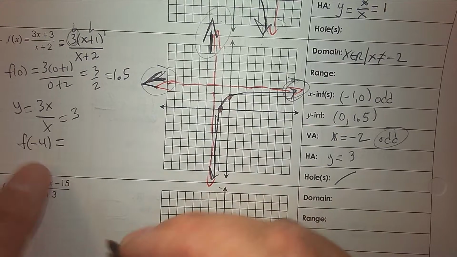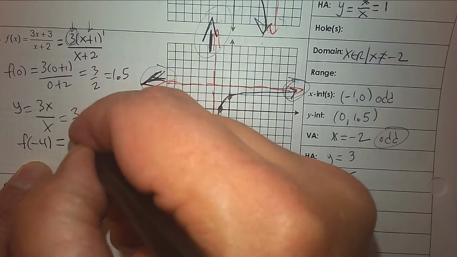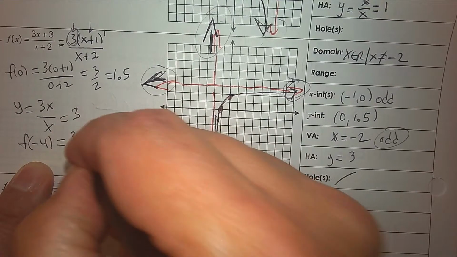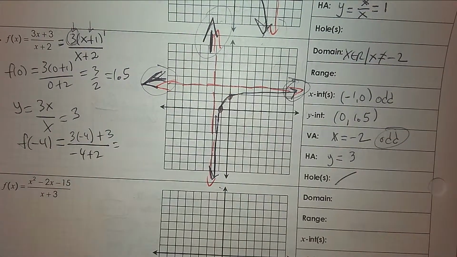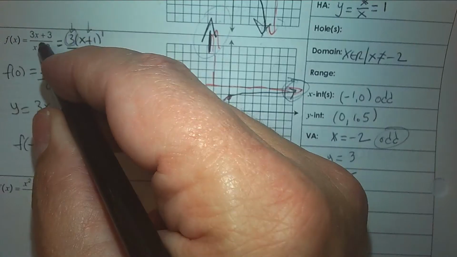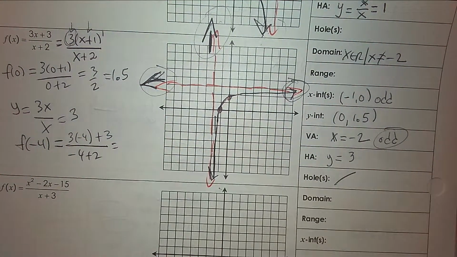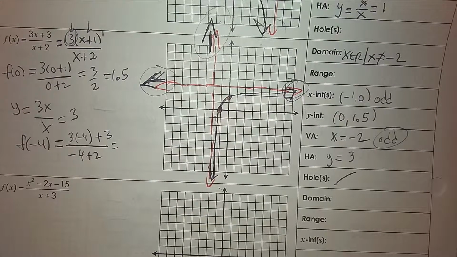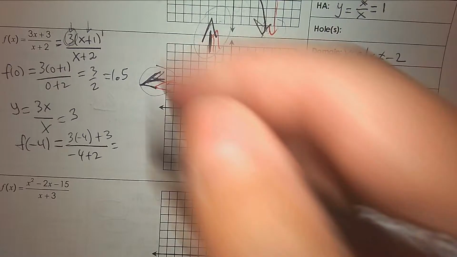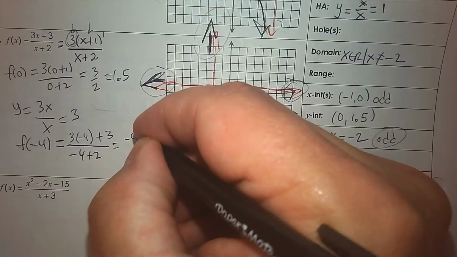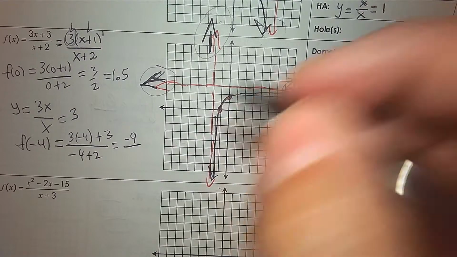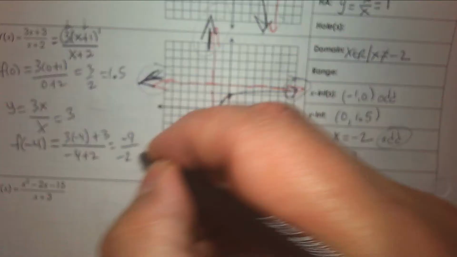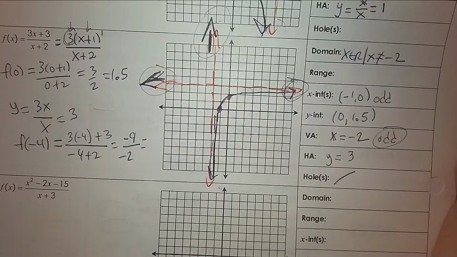So if I plug in negative 4, I have 3 times negative 4 plus 3 over negative 4 plus 2. Can you see how I took out an x and substituted in negative 4? Can you simplify that? What's negative 12 plus 3? Dan, you ready? What's negative 12 plus 3? Negative 9. And what's negative 4 plus 2? Now, we know this. A negative divided by a negative is positive. What's half of 9?